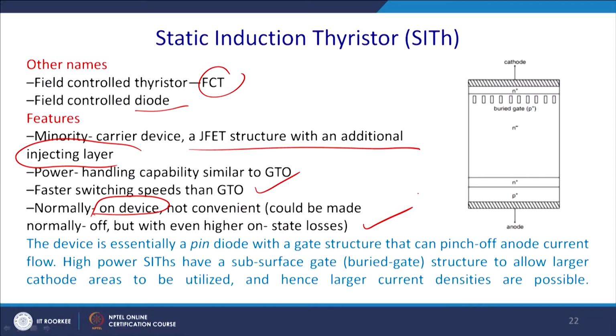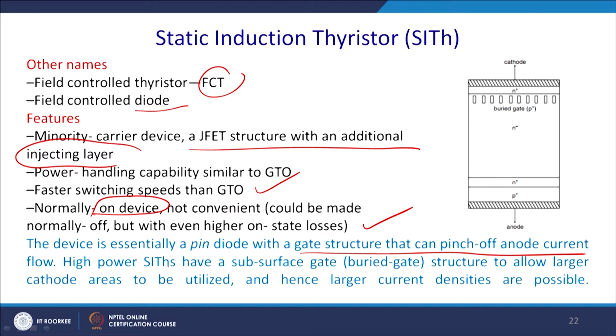So, for this reason, if you make the switch normally off, the problem is then that the conduction losses will be considerably higher, or the advantage of it will be missed out. This device is essentially a pin diode with a gate structure that can pinch off the anode current.